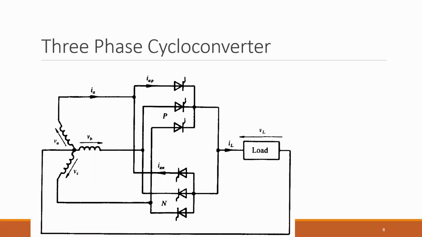This is a three-phase cycloconverter. This is how a three-phase frequency can be converted into a single-phase frequency. So here, a positive group of 3 thyristors is connected and a negative group of 3 thyristors is connected. With each phase, 2 thyristors are connected: with phase 1, thyristors T1 and T4 are connected. With phase 2, thyristors T2 and T5 are connected. And with phase C, thyristors T3 and T6 are connected.